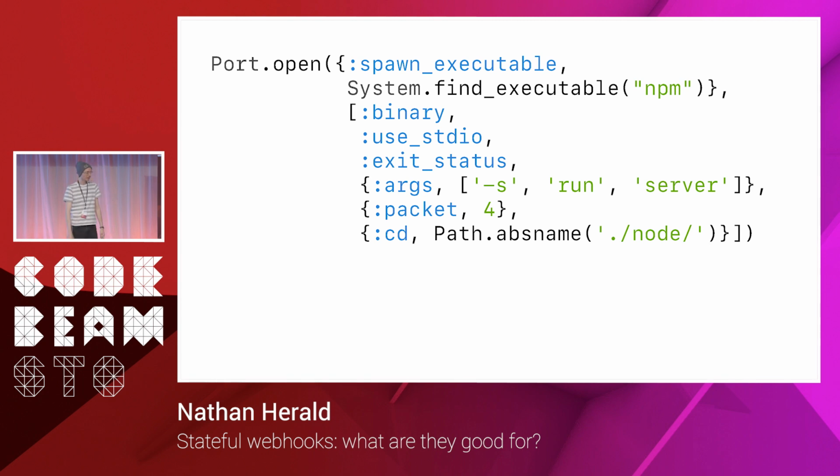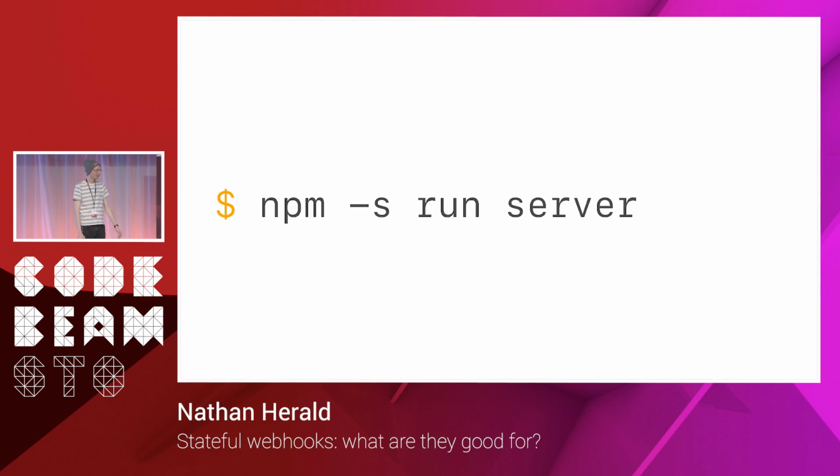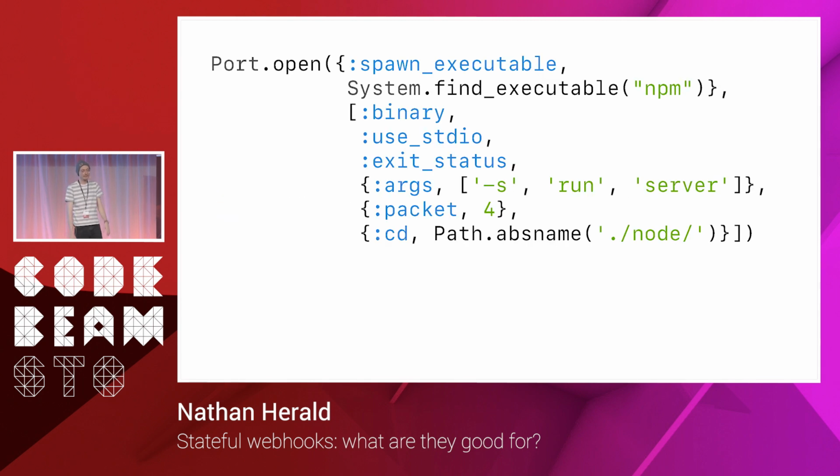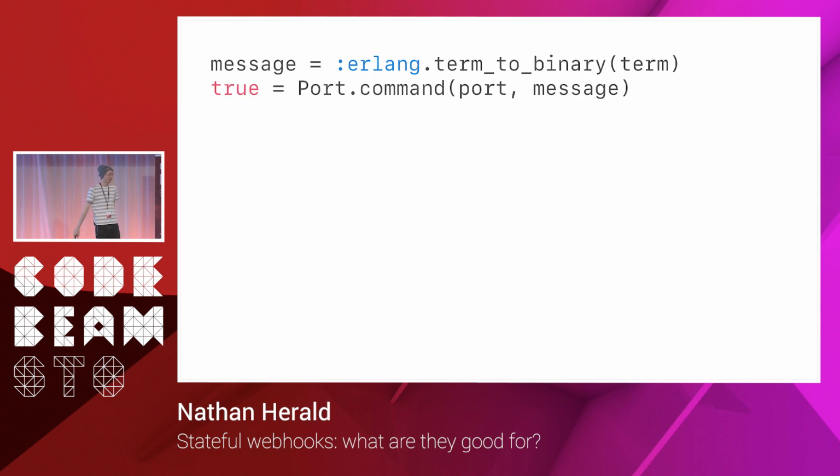It's very simple. You just do Port.open, right? And then a bunch of arguments. So this is the same command as this, but to spawn it as a linked process to whatever the current process is. So a gen server that is either the user database or the webhook or whatever, right? Ports, once you get them running, you can send things to them with Port.command.